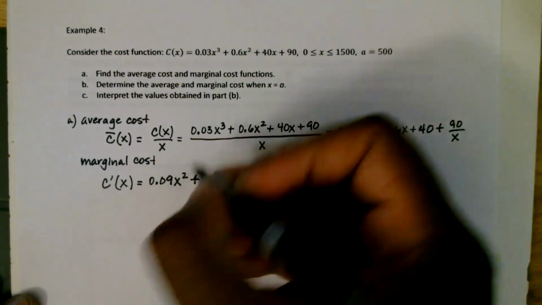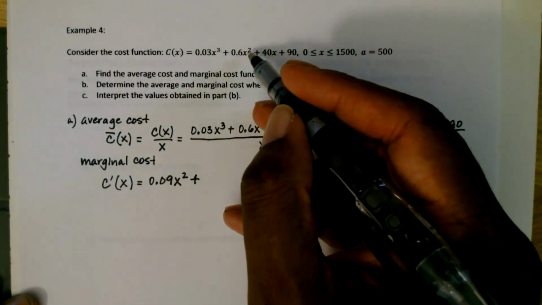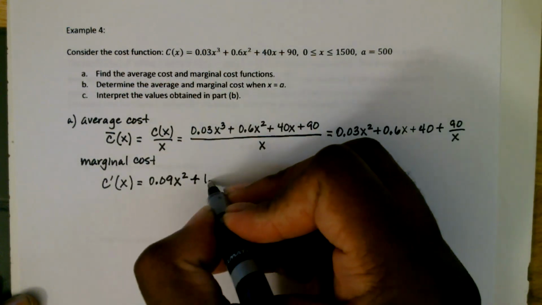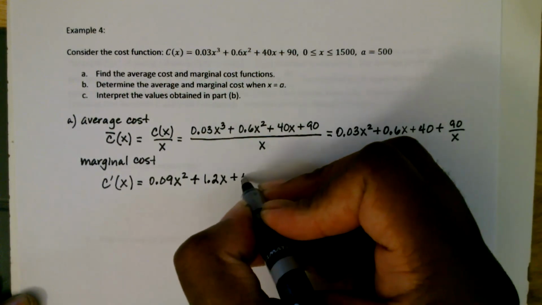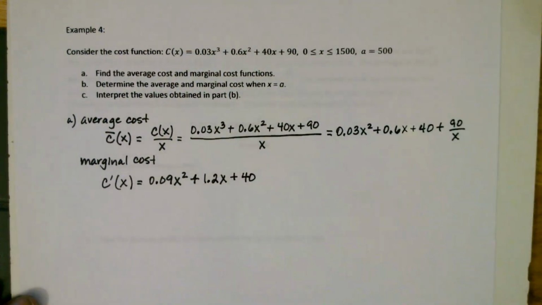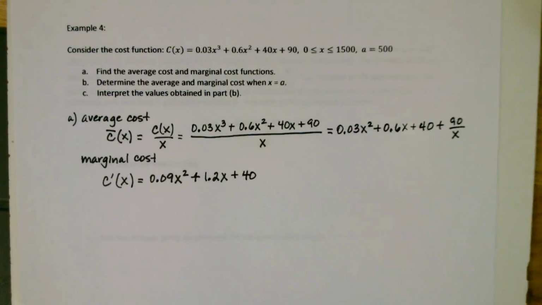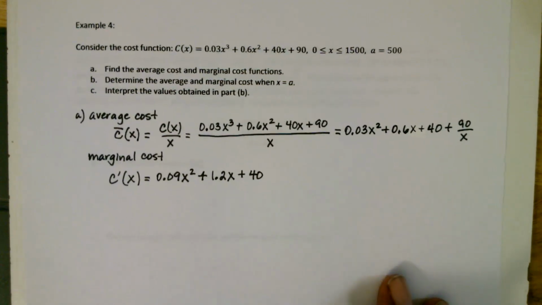Plus 0.6x squared, its derivative will be 1.2x. Plus the derivative of 40x will be 40. The derivative of 90 is 0. So the marginal cost function, C prime of x, would be 0.09x squared plus 1.2x plus 40. So that represents part A.